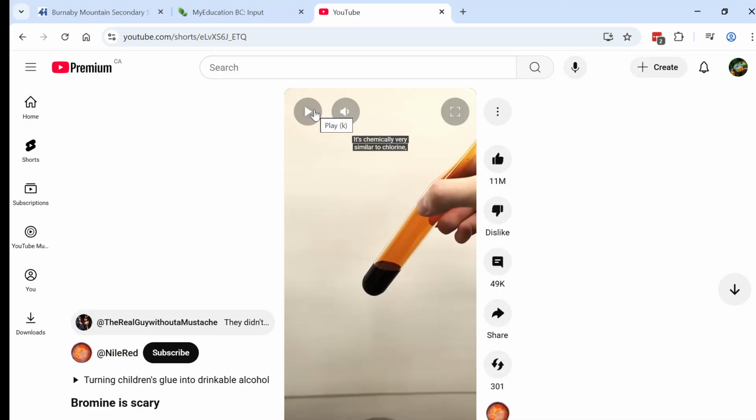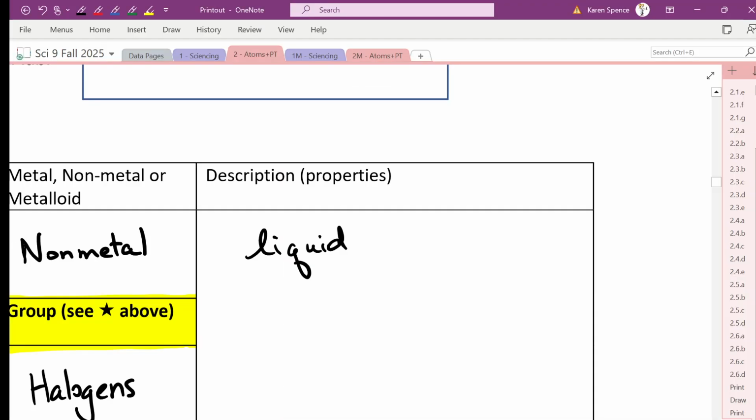Anywho, let's see if we missed anything. For gases, you don't need to write shiny or dull because gases are neither shiny nor dull. But it is a liquid, and it is a brown, pretty dull orange liquid. I don't think we need to put shiny or dull for a liquid either, because liquids are just liquids, unless we did mercury, right? We could do mercury later.